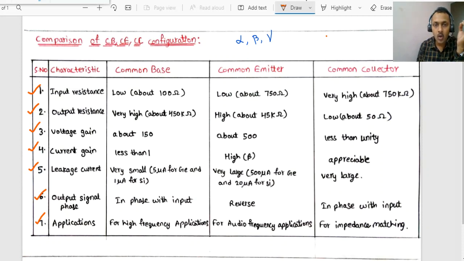Right? If it is common base, the input resistance will be very low. The input resistance is very low and it will be about some 100 ohms. For common emitter also it is low. It is around some 750 ohms. But whereas for common collector configuration, the input resistance is very high. It will be around some 750 kilo ohms. Right?